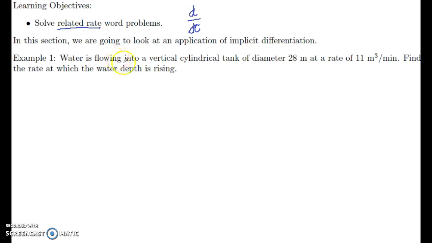Water is flowing into a vertical cylindrical tank of diameter 28 meters at a rate of 11 cubic meters per minute. Find the rate at which the water depth is rising. So we need to understand what is given to us, and it's always a good strategy to write down what is known.